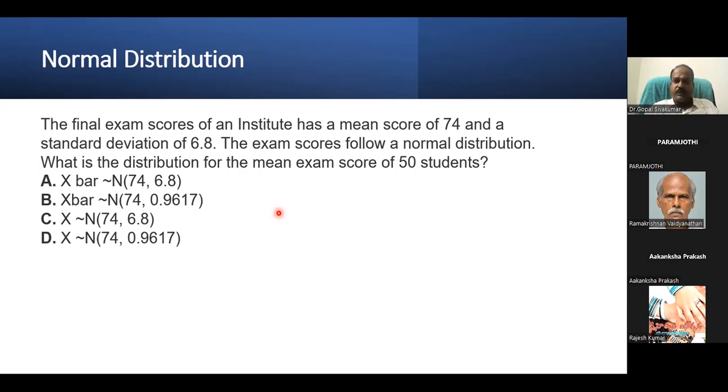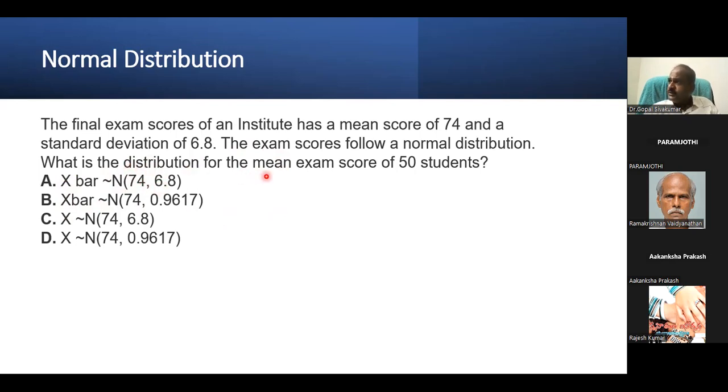Are we talking about individual score or average score? Average. Average score. So definitely the answer is no. Option is A or B only. X means individual observation. X bar means mean value. And N means normally distributed. Normally distributed means the parameters are mean and standard deviation. Mean is 74, only standard deviation is changing.